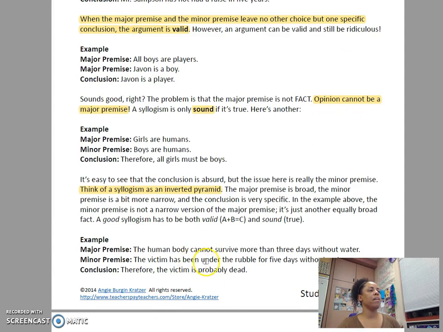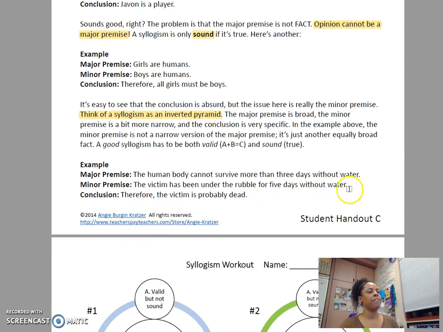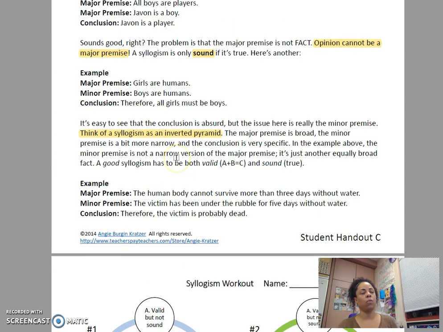The human body cannot survive more than 3 days without water. That is a true statement. The victim has been under the rubble for 5 days without water. Therefore, the victim is probably dead. Yes, you have one truth here, a more specific truth that derives from the larger truth, and then you have a logical conclusion. So again, valid and sound, which is the goal.